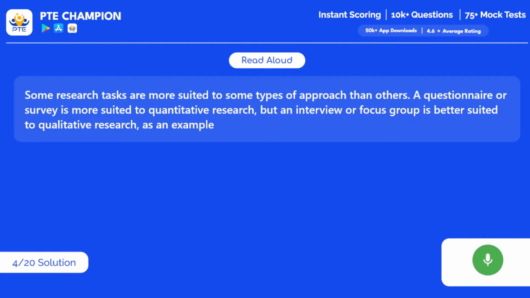Some research tasks are more suited to some types of approach than others. A questionnaire or survey is more suited to quantitative research, but an interview or focus group is better suited to qualitative research, as an example.